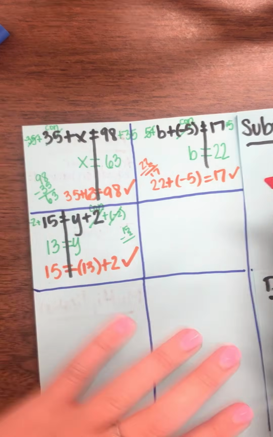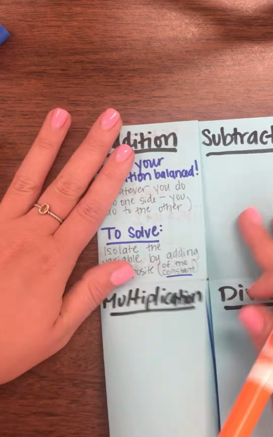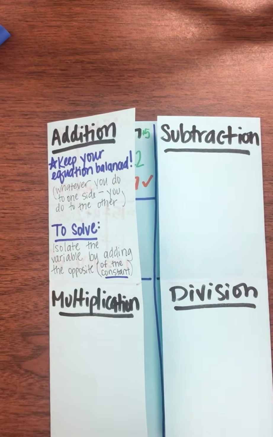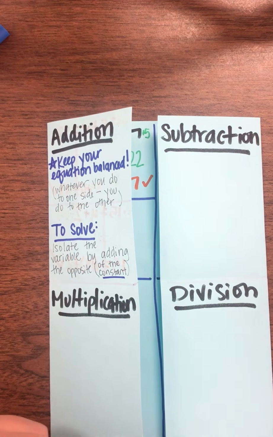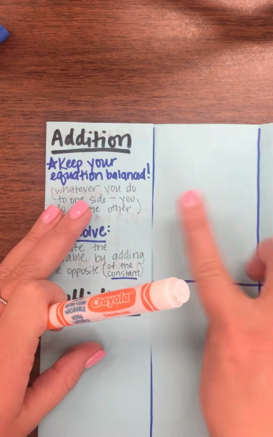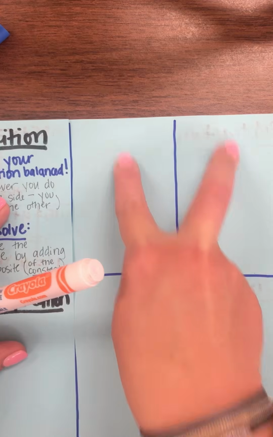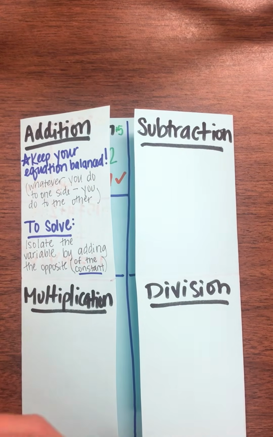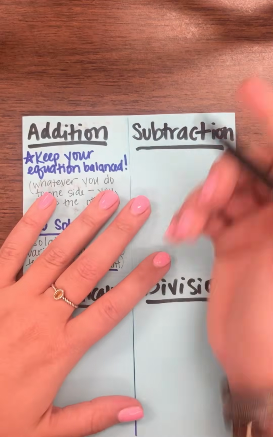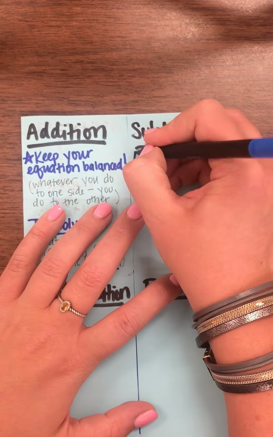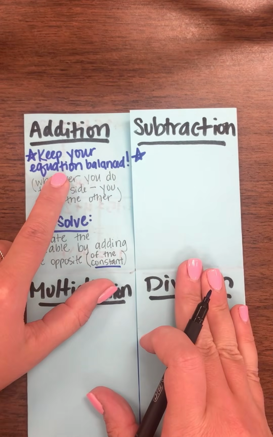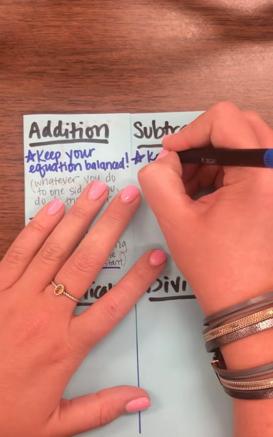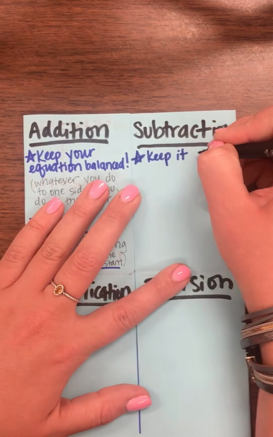Okay, we're going to leave this guy. We're not gonna do 4 examples on every single one. So let's go over to subtraction, and we're gonna do 2 subtraction examples. So that's 2 subtraction right here. But let's talk about subtraction. The very first thing that we have to remember when we have a one-step equation with subtraction, it's gonna be the exact same thing. Keep it balanced.